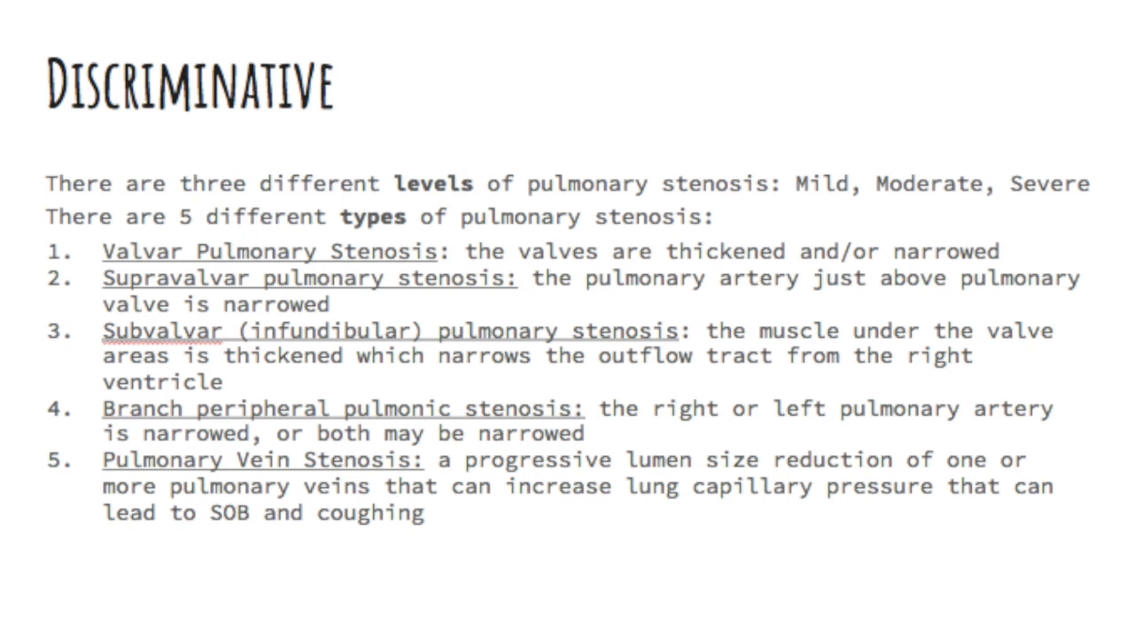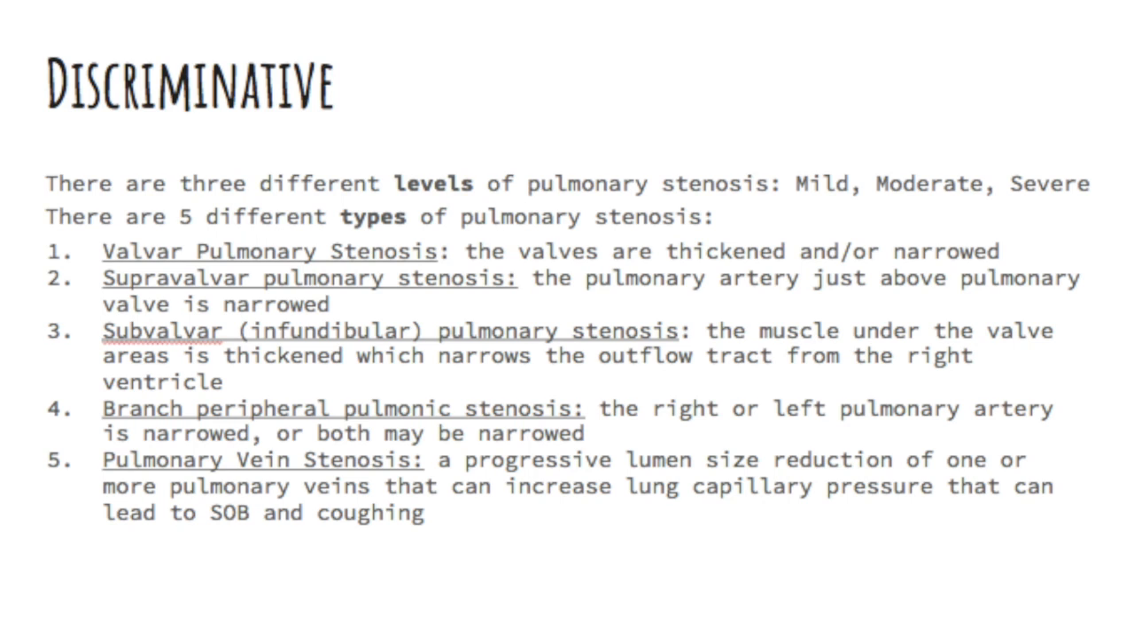Supravalvular stenosis, it's when the pulmonary artery just above the pulmonary valve is narrowed. Subvalvular is when the muscle under the valve area is thickened, which narrows the outflow. And then branch peripheral pulmonic stenosis is when the right or left pulmonary artery is narrowed, or both may be narrowed. And then for the last one, pulmonary vein stenosis.